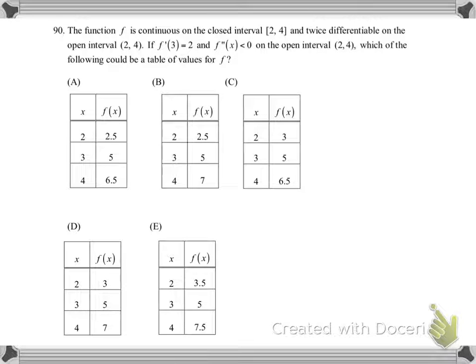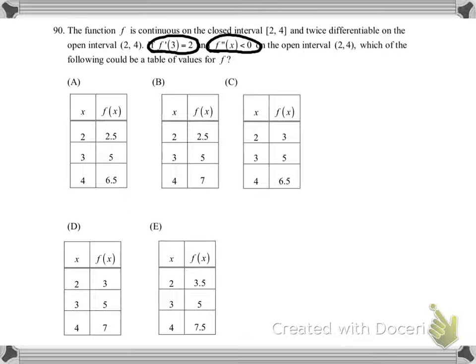Okay, so this is how I analyze this problem. It tells me that the derivative at 3 is 2, meaning it's positive, right? Positive 2. And the second derivative is negative, meaning when I get my slopes, they should be decreasing.